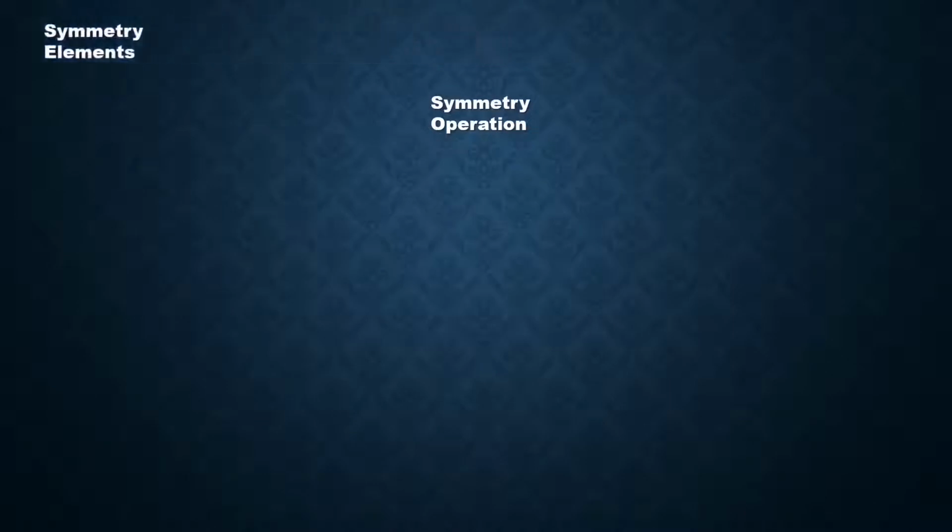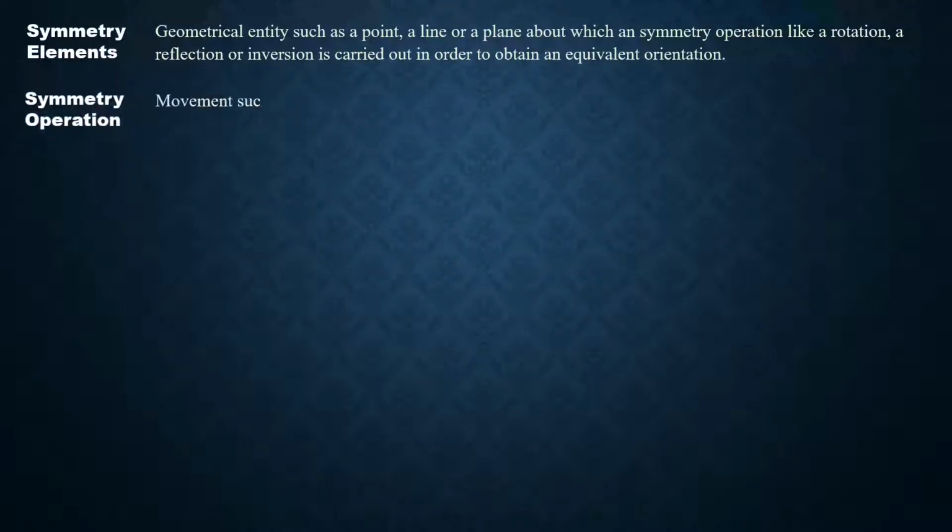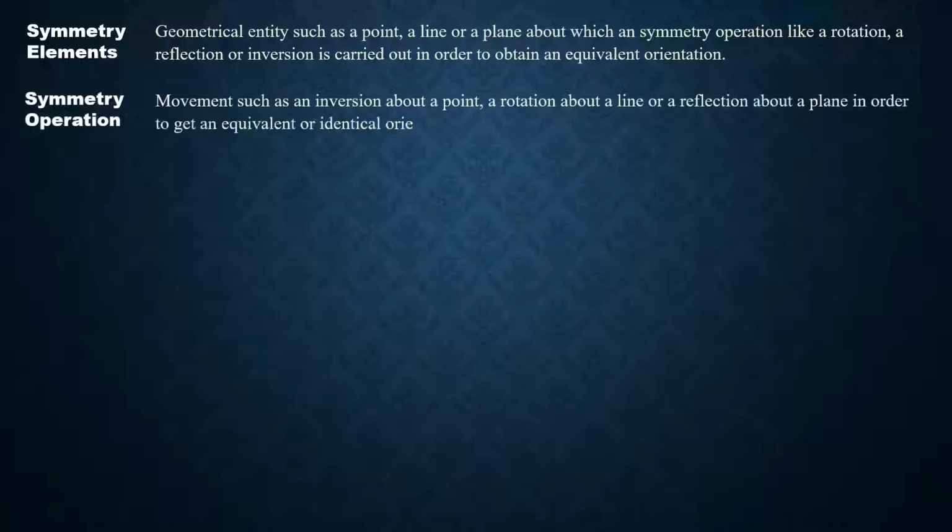A symmetry element is a geometrical entity such as a point, a line or a plane about which a symmetry operation like a rotation, reflection or inversion is carried out in order to obtain an equivalent or identical orientation of the molecule. Whereas a symmetry operation is a movement such as an inversion about a point, a rotation along a line, or a reflection through a plane in order to get an equivalent or identical orientation.